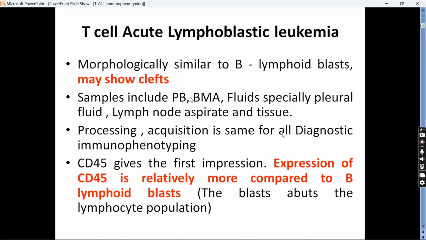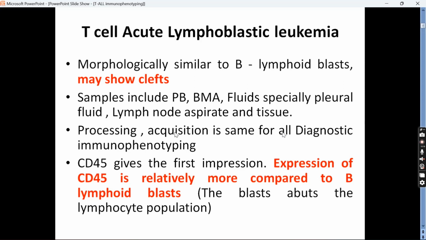The samples include peripheral blood and bone marrow. Among fluids, we more commonly get a pleural fluid in TALL because of the mediastinal mass infiltrating the pleural cavity, whereas in the BALL setting, the most common fluid we receive is, what is that? CSF. Yes, CSF is most commonly received in a BALL setting. In a TALL setting, at the diagnostic point, we commonly receive a pleural fluid. There may also be lymph node aspirates and tissue. So these are the samples which we may receive.